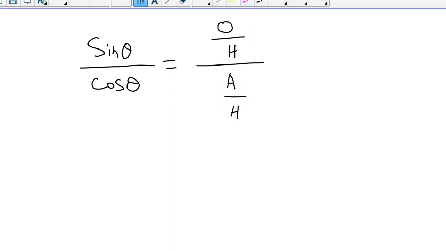Alright, now we can see that it's a big fraction, and the numerator is a fraction and the denominator is also a fraction, and for those two fractions the denominator is common. So we have h as the same denominator on both of them, so we can cancel them off, leaving behind opposite side over adjacent side. And by definition, you know that opposite side over adjacent side is nothing but what? It is tangent of an angle theta.